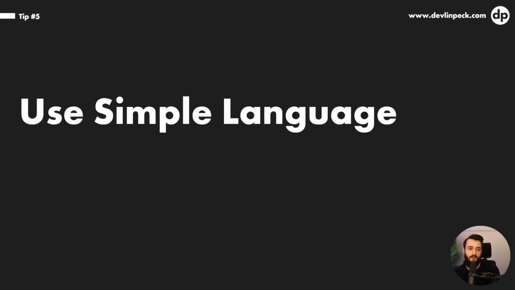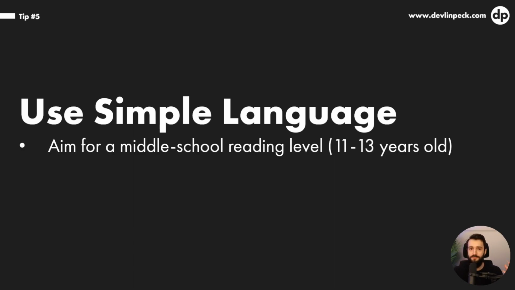Okay, moving right along to tip number 5, which is to use simple language. And this just goes across the board. You've seen me kind of weave this into some of the earlier tips, but simplify your language, right? Write for a middle school reading level. That's the general rule of thumb. So write for people that are like 11 to 13 years old. Try to use that level of vocab, that complexity of sentence structure.